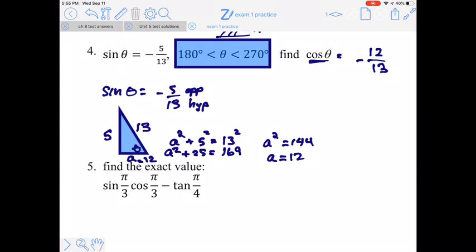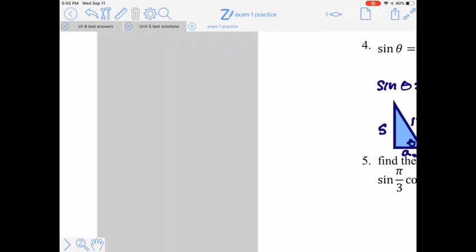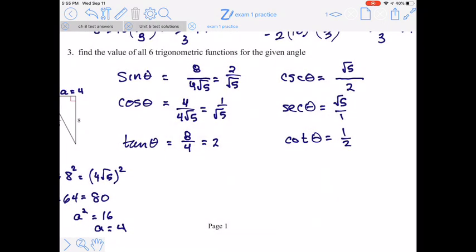Cool. You had a question. Yeah, I was actually just looking over the first page, and for the learning targets, there's a part about linear and angular speed.